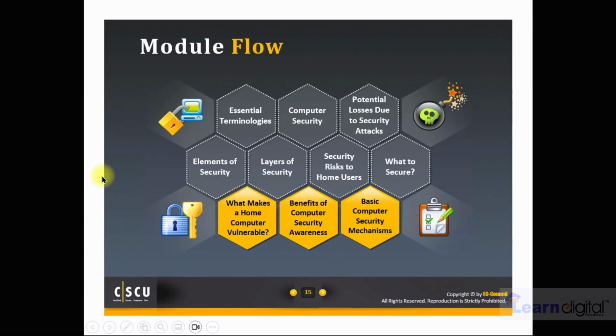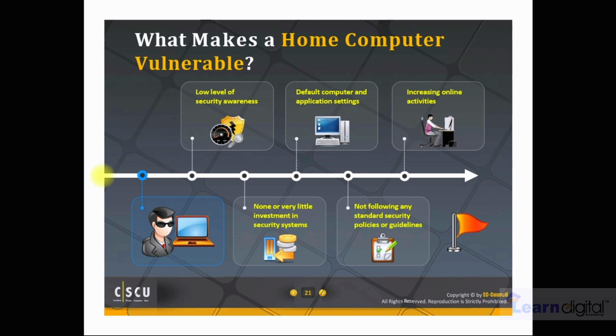So last but not least, what makes a home computer vulnerable? Or maybe the benefits of computer security awareness, and lastly, basic computer security mechanisms. So what makes a home computer vulnerable? Obviously, you need to keep in mind that a low level of security awareness may be the reason that you are having some attacks. Again, no or very little investment in security systems.